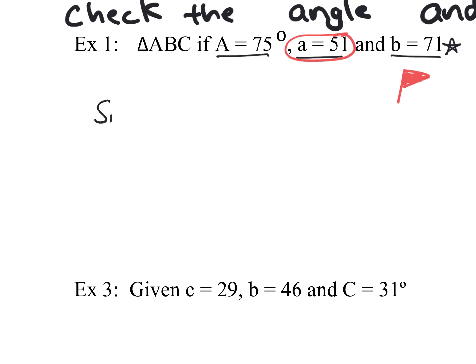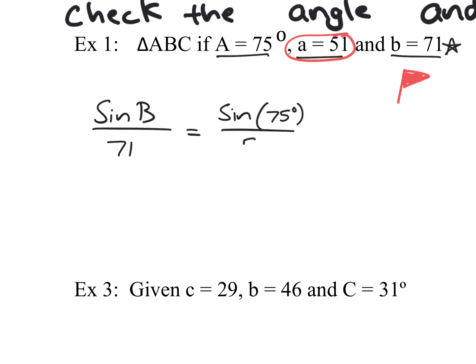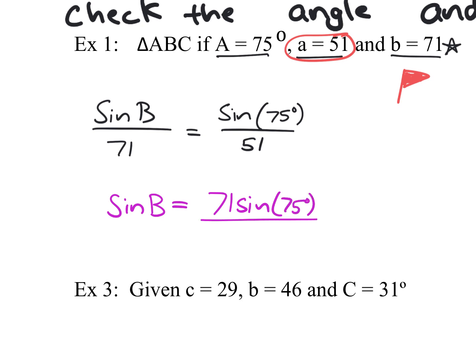So I'm going to set this up as the sine of B over 71 equals the sine of 51 over, excuse me, I made a mistake there, sine of 75 degrees over 51. So I perform my calculation, and I multiply things through, and I get to the point that sine B equals 71 sine of 75 degrees over 51.